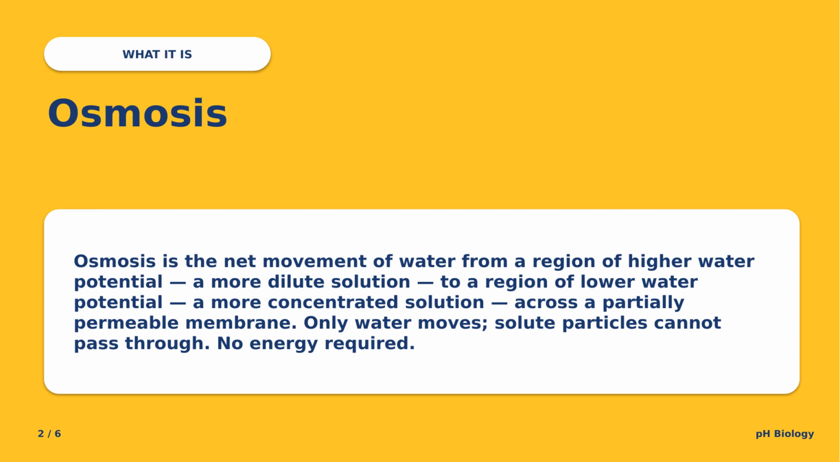Osmosis is the net movement of water from a region of higher water potential, a more dilute solution, to a region of lower water potential, a more concentrated solution, across a partially permeable membrane. Only water moves. Solute particles cannot pass through, and no energy is required.